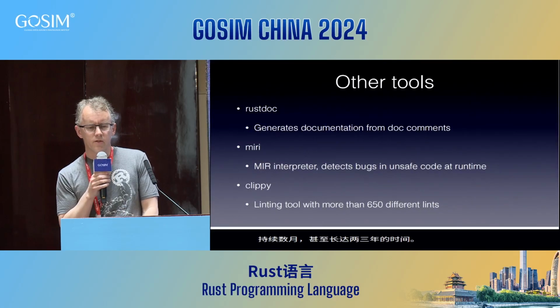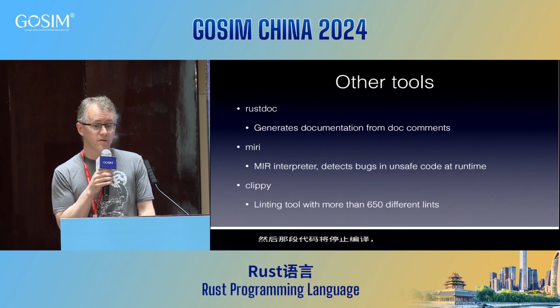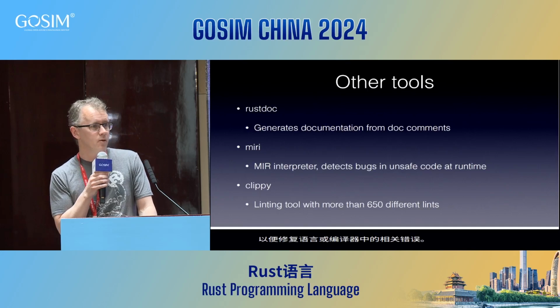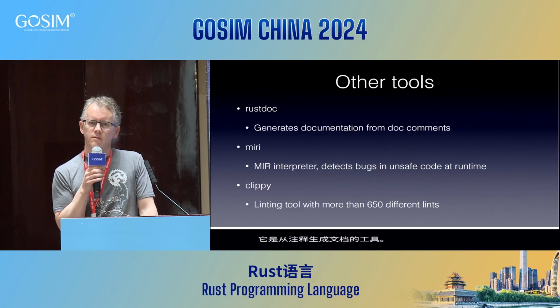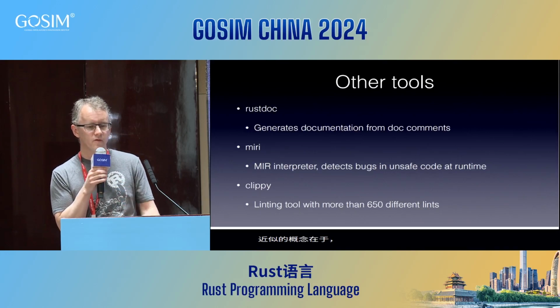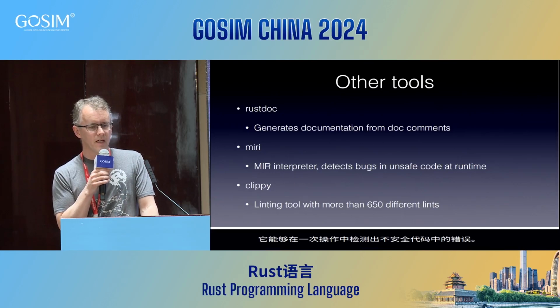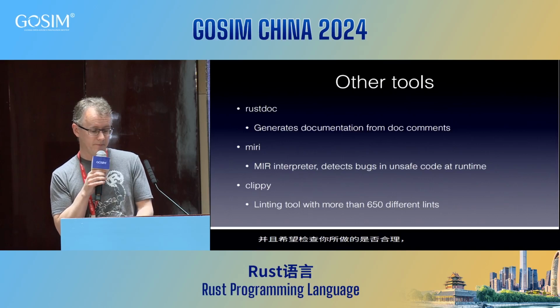There are a few other tools that share code with the compiler. One is RustDoc, which is the tool that generates documentation from doc comments. Another one is Miri, which is the MIR interpreter. The idea of Miri is that it can detect bugs in unsafe code at runtime. So if you're writing unsafe Rust code and you want to have some level of checking that you're doing reasonable things, Miri can be useful. And then finally, Clippy is a linting tool that has a lot of different lints, and it also shares a lot of code with the compiler.